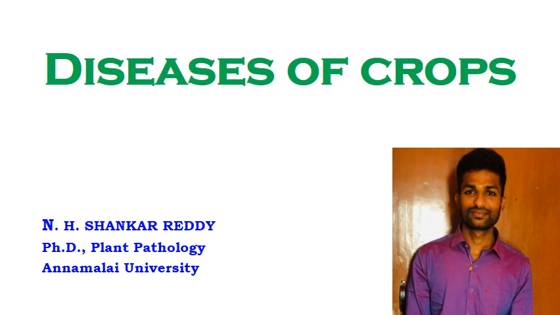Diseases of crops. It is a course in plant pathology which mainly deals with diseases of agriculture and horticulture crops. Hope you guys know what are all the crops that come under agriculture as well as horticulture crops. Anyway, I will tell you once again that the agriculture crops or field crops are cereals, pulses, oil seeds, and cash crops.